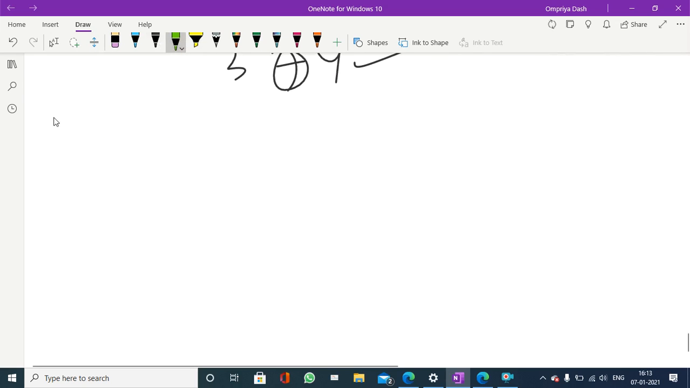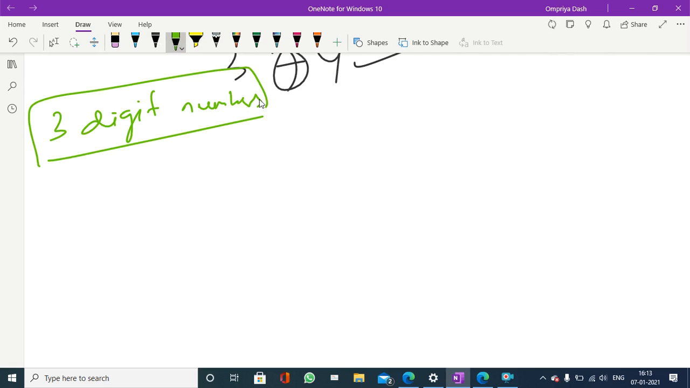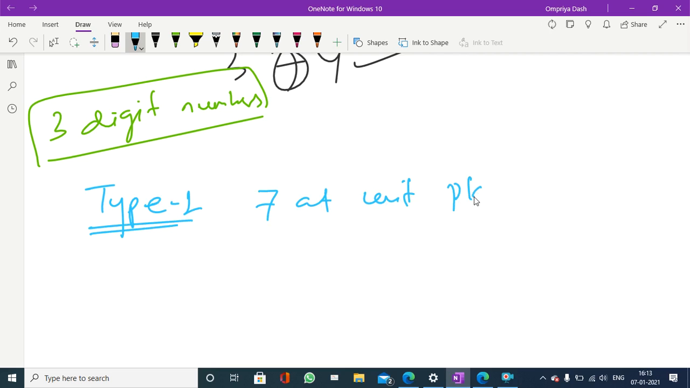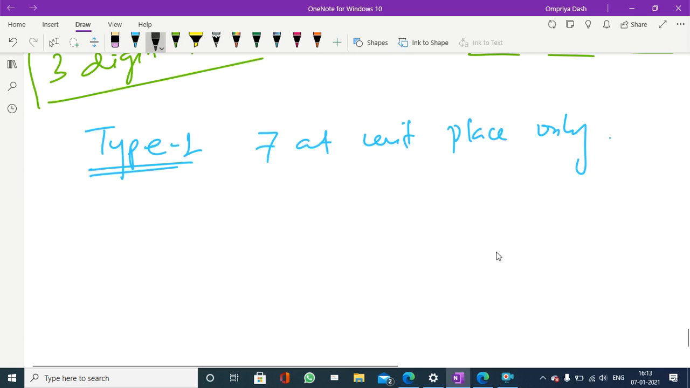Well, you will create 3-digit numbers, but here you will form 3 different types of numbers. Type 1: your number will have 7 at unit place only. Because you want to form a 3-digit number with the 7 being used exactly once, you can form one type of number where 7 is used in the unit place only, nowhere else. So now the question is, how many such numbers can we form?